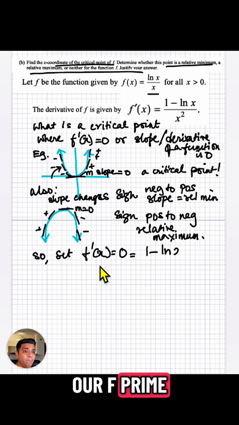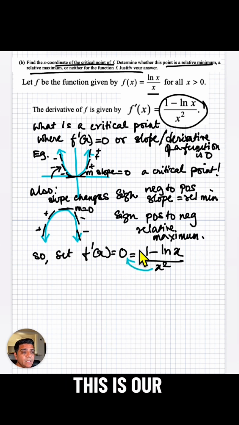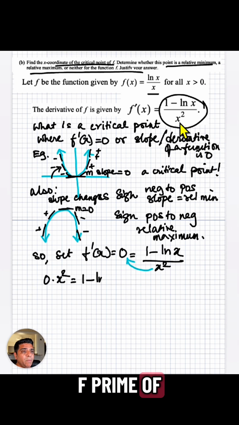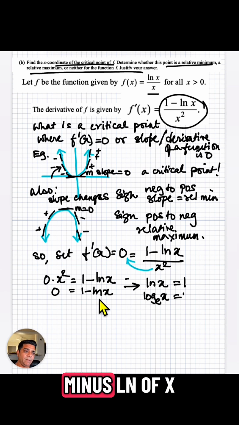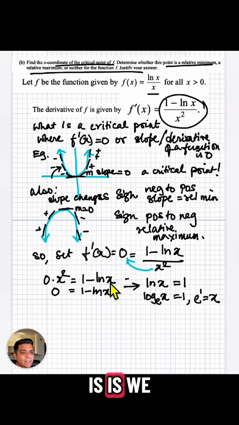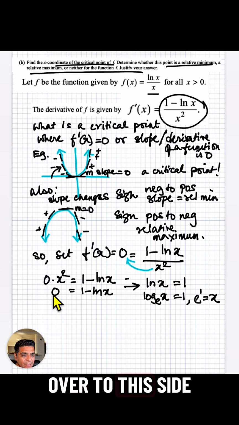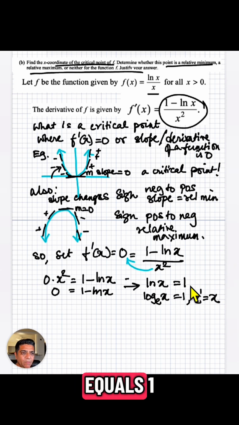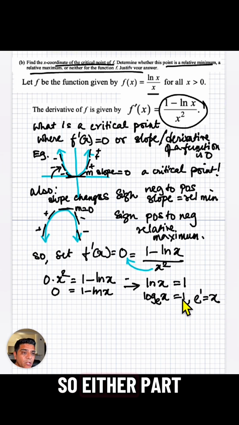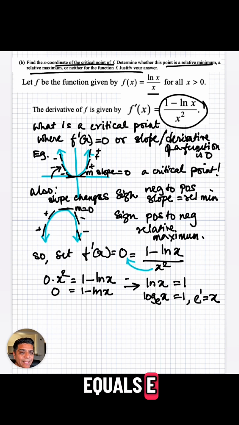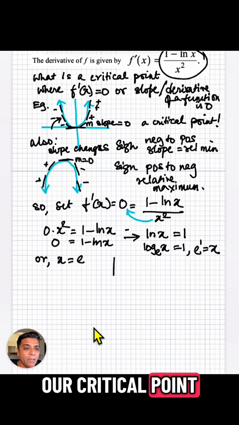So let's go ahead and set our f prime of x equal to 0. We said this is our f prime of x, derivative equal to 0, cross multiply, and then we have 0 equals 1 minus ln of x. We just bring this over to the other side, so we have ln x equals 1. That's log x to the base e equals 1. So e to the power of 1 is x, so x equals e. That is our critical point, x equals e.